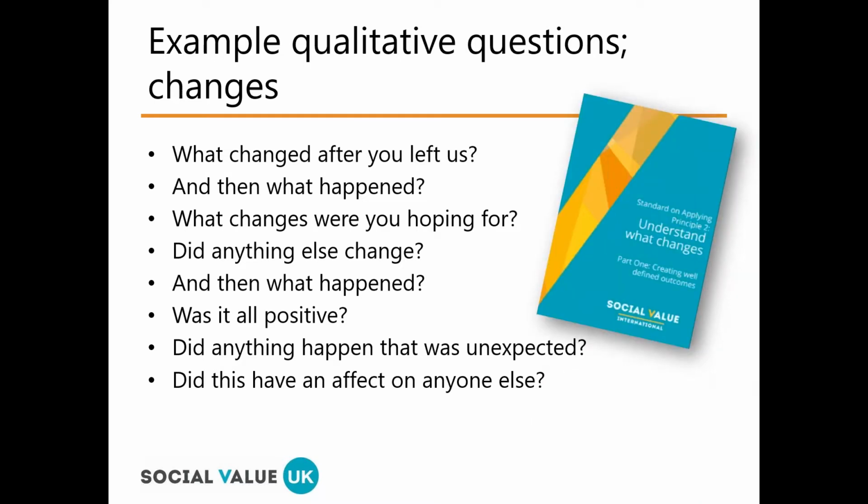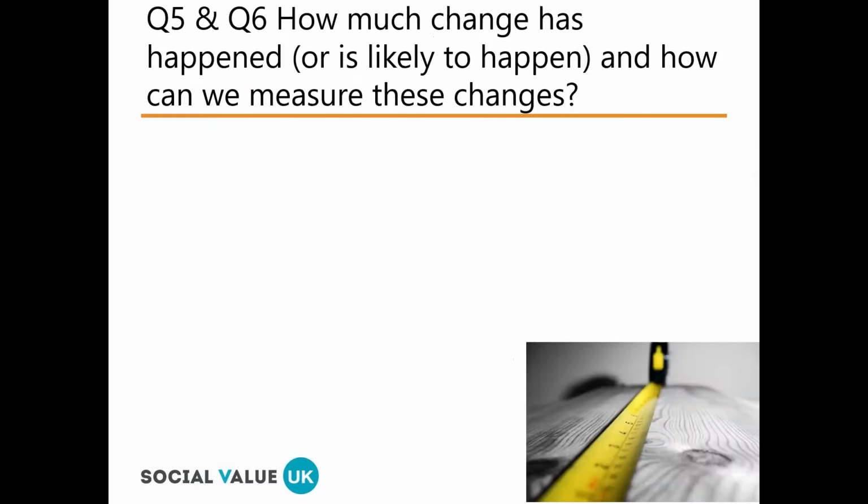There is an open source document on the Social Value UK and Social Value International pages. This is the Standard on Applying Principle 2, and it's the Part 1 document, Creating Well-Defined Outcomes. So well-defined outcomes are identified by asking these questions, or questions very similar to these, to the appropriate stakeholders. So we've now done the qualitative stages. We've identified who the stakeholders are and the things that have changed for them.